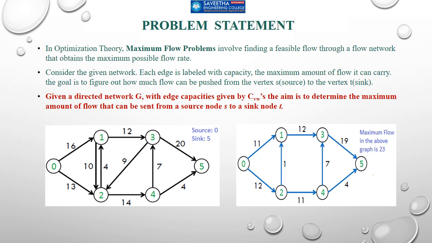And the goal is to figure out how much flow can be pushed from a source vertex to the sink vertex. So 0 is the source vertex here, and 5 is the sink vertex. This is a directed network because arrows are there. So given a directed network G with edge capacities given by the values shown here, the aim is to determine the maximum amount of flow that can be sent from a source node S to a sink node T.